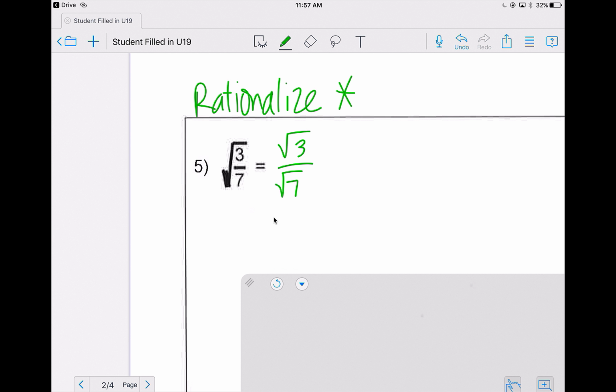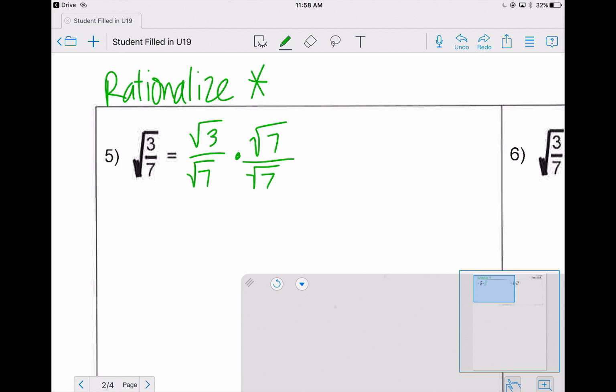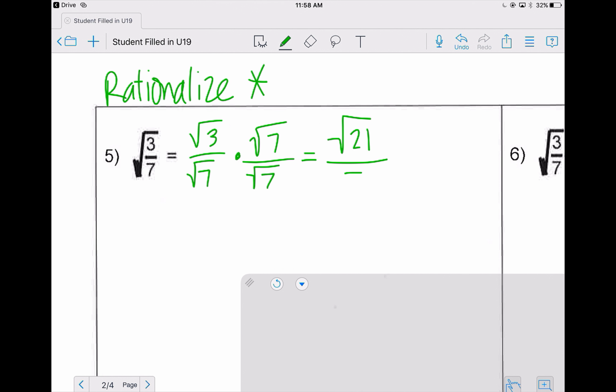Because I've thought of everything I could, I've tried to break it up, I've tried to keep it together, I've tried to divide it, I've tried to simplify the square root separately, and nothing works. So my steps to rationalize are multiply the top and the bottom by whatever's on the bottom. Inside stays with inside. So on the top, 3 and 7 are both inside the square root. On the bottom, the square roots cancel, and I have 7.